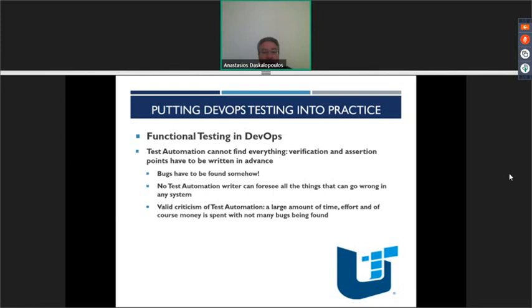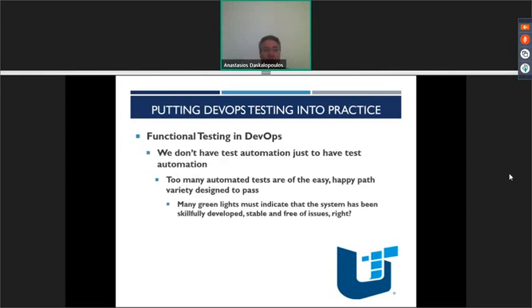A valid criticism of test automation is that a large amount of time, effort, and of course money is spent with not many bugs being found. I've known some very good, very talented test automation people who basically just don't find very many bugs. And I think as testers, as quality assurance people, our job is, yes, to provide as much information about the system as possible, but we also have to be able to find bugs, find problems, find issues, however your company defines them.